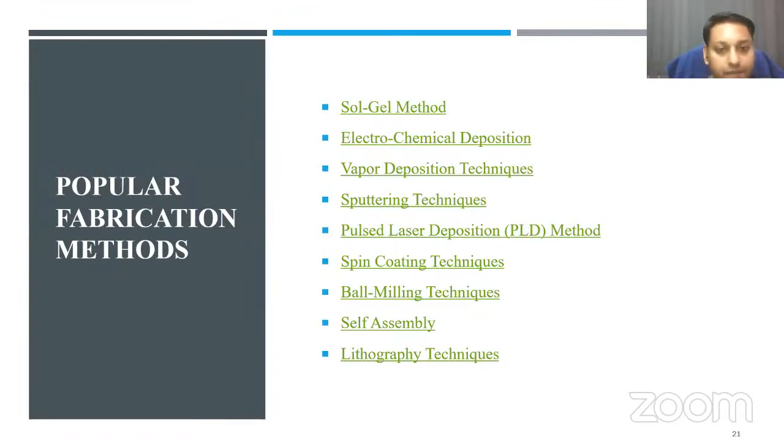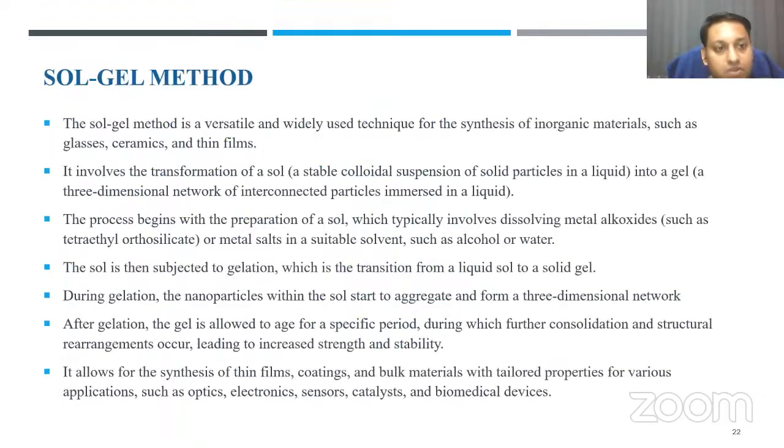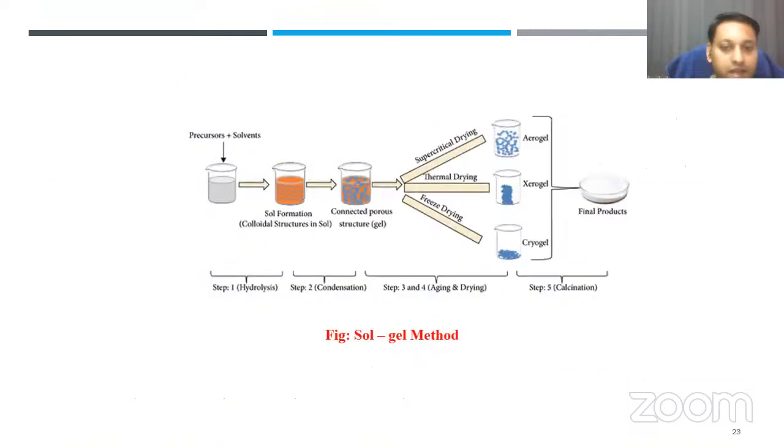So the different fabrication methods. First one is the sol-gel method. Now with the help of a diagram you can explain it easily. So you have a solution form, a colloidal structure in a solution form, and then you have the nanoparticles that are already immersed in the solution, and then you do the condensation.